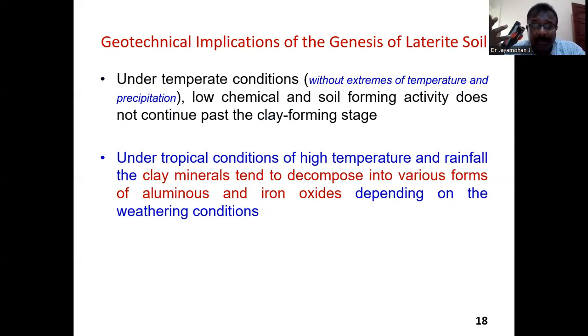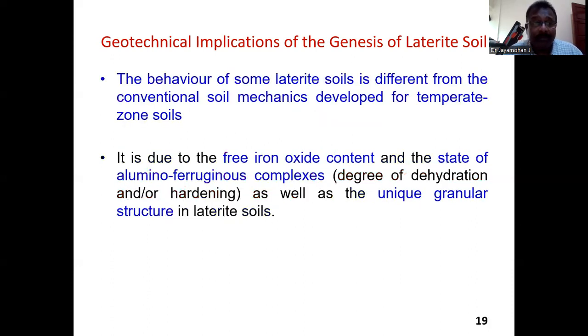But in tropical climates like India, where temperature is high and rainfall is heavy, the clay minerals formed due to chemical weathering further decompose into various types of aluminous and iron oxides, depending on the weathering conditions. So this is what happens, especially in tropical countries.